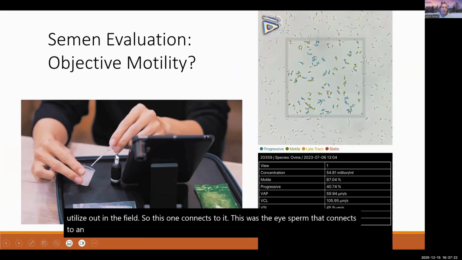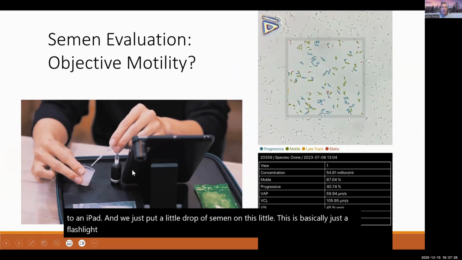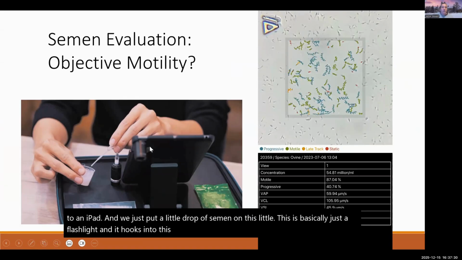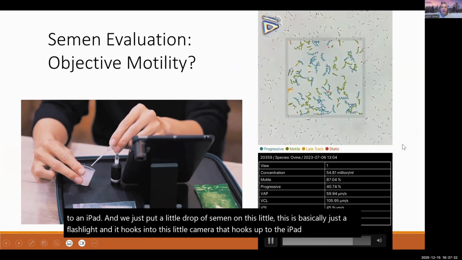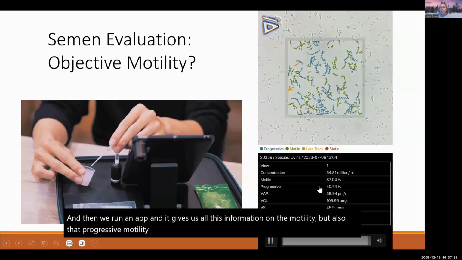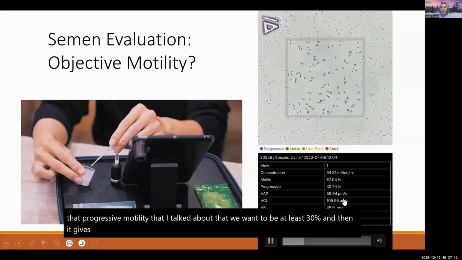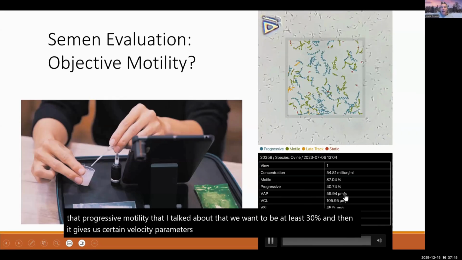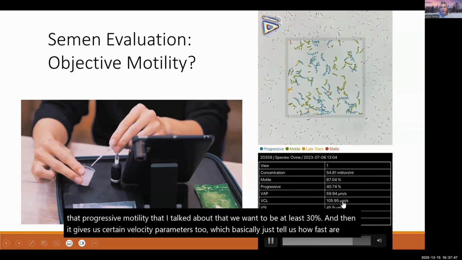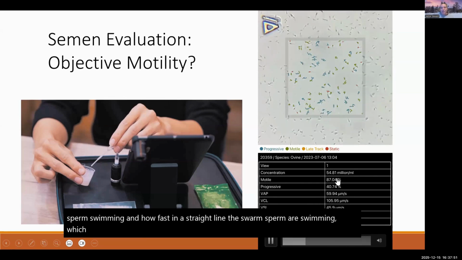And we just put a little drop of semen on this, which is basically just a flashlight, and it hooks into this little camera that hooks up to the iPad camera, and then we run an app and it gives us all this information on the motility, but also that progressive motility that I talked about that we want to be at least 30%. And then it gives us certain velocity parameters too, which basically just tell us how fast the sperm are swimming and how fast in a straight line the sperm are swimming, which feeds into that progressive motility.